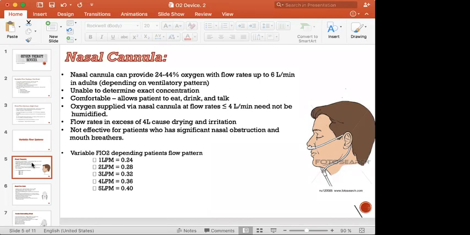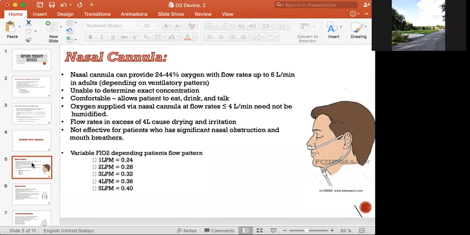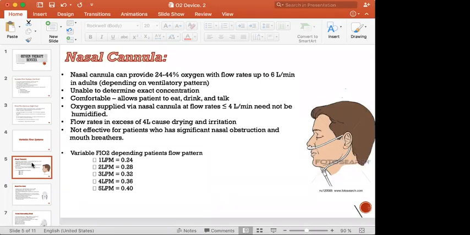The oxygen supplied by nasal cannula at 4 liters per minute or more has to be humidified. At less than 3 liters per minute, we don't need the humidifier, but once we increase it to 4 liters per minute, we have to add the humidifier to prevent drying and irritation of the nose.